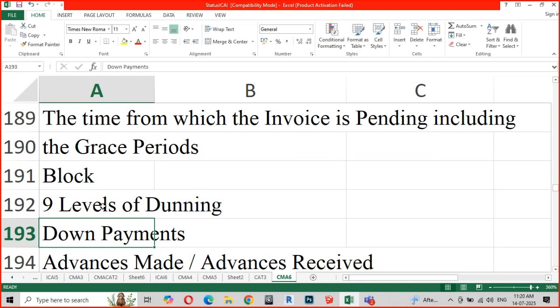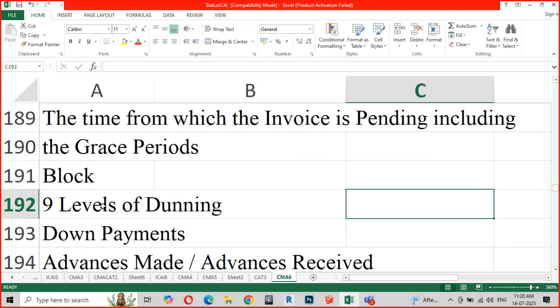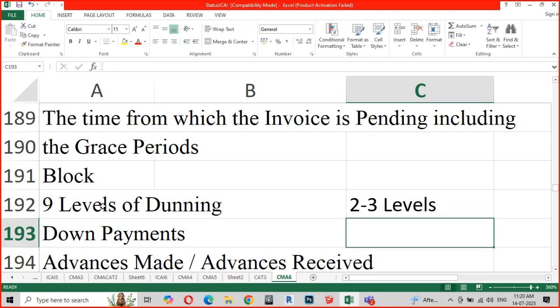So normally in live projects, we have seen a maximum of 2 to 3 levels only. Maximum is 3. Even in our practical implementations, we have not seen the dunning level reach greater than 3. We have not reminded the customers more than thrice. Why?